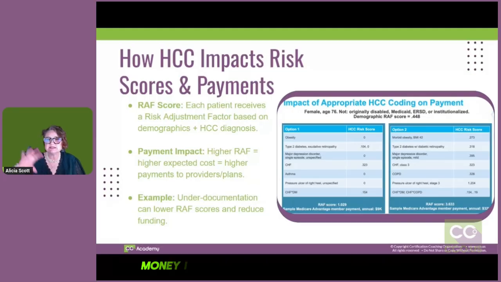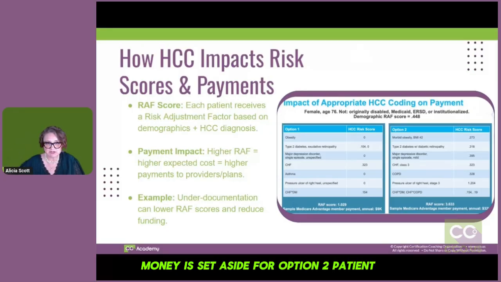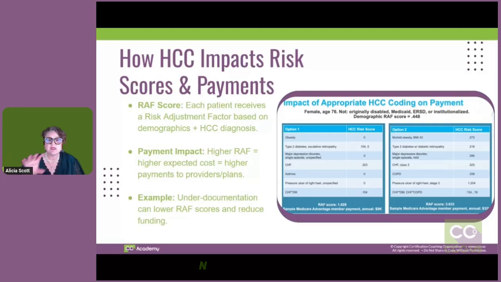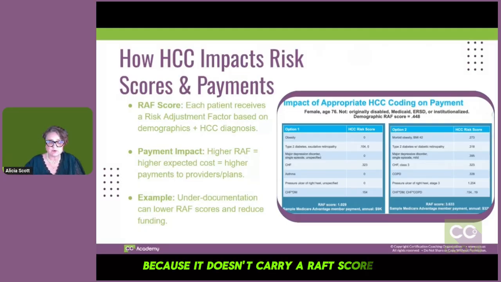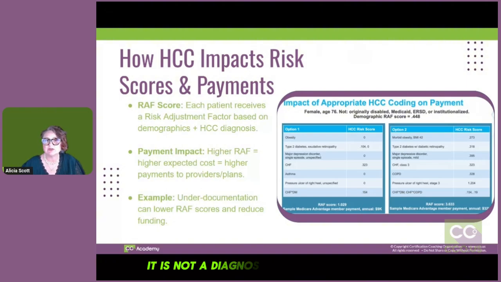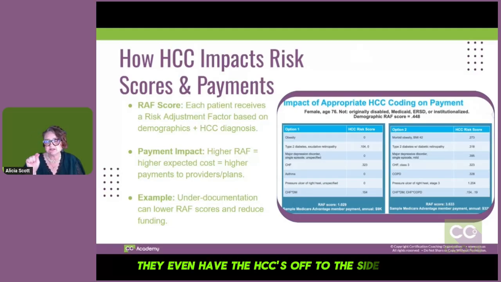So money is set aside for the option 2 patient because of the specificity, not for option 1, because it doesn't carry a RAF score. It is not a diagnosis that has an HCC. These are predetermined, what carries an HCC. And I think in most manuals now, they even have the HCCs off to the side by the codes that risk adjust.